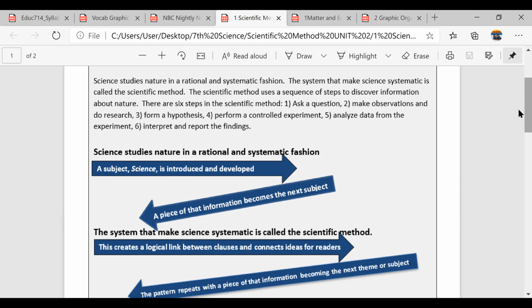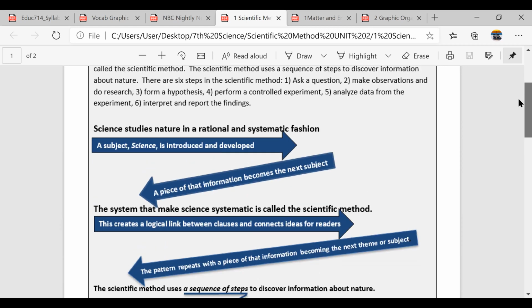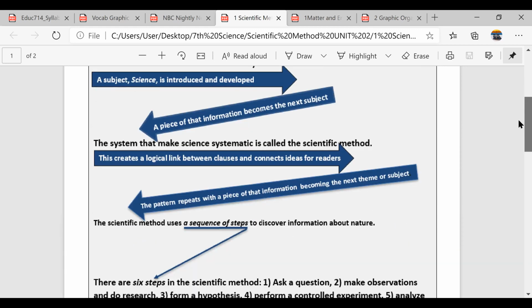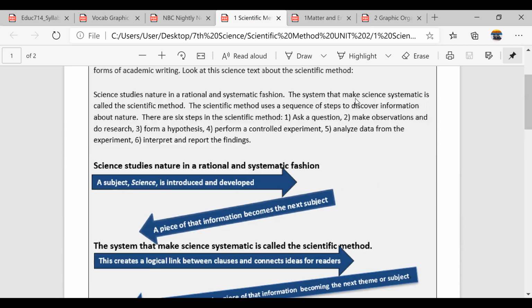There are 6 steps in the scientific method: ask a question, make observations and do research, form a hypothesis, perform a controlled experiment, analyze data from the experiment, and interpret and report your findings. So then I've broken each sentence of that paragraph down. So the first sentence, the subject is science.